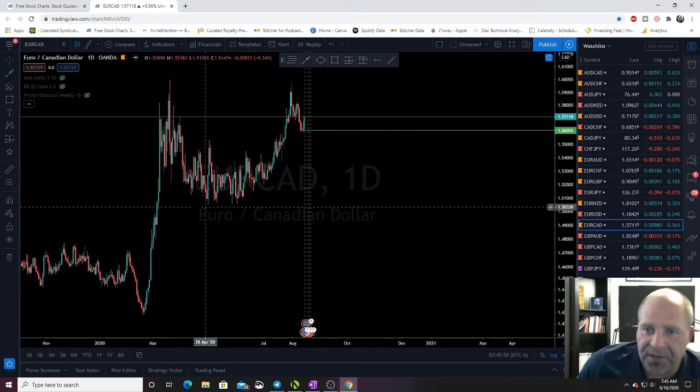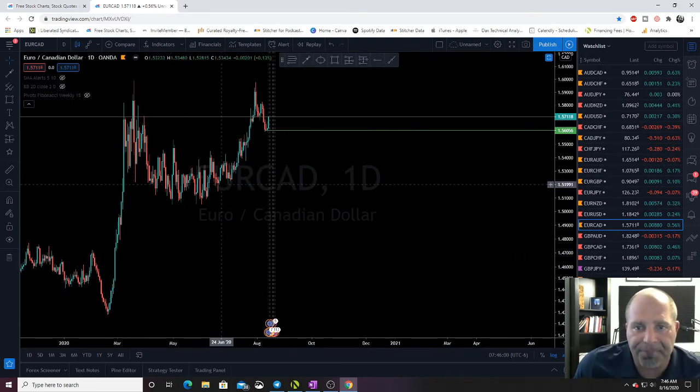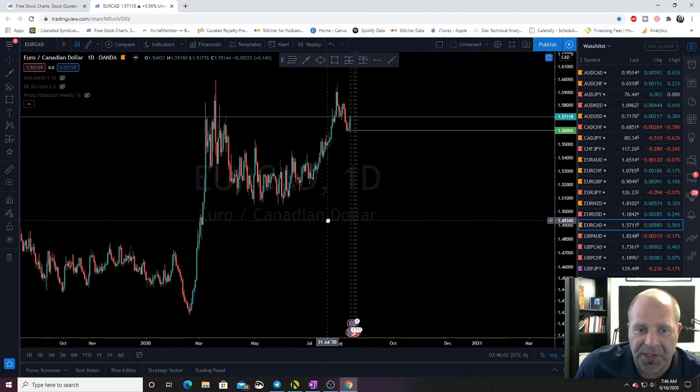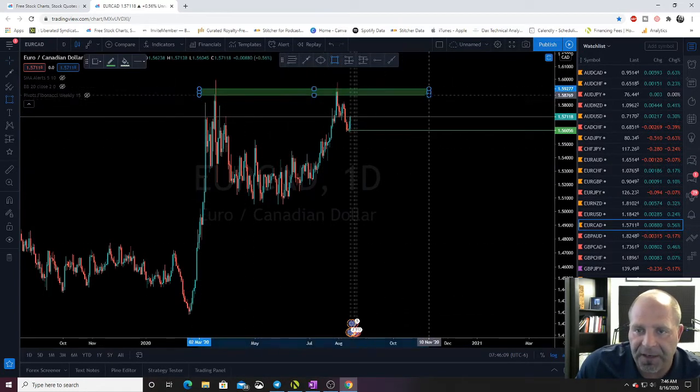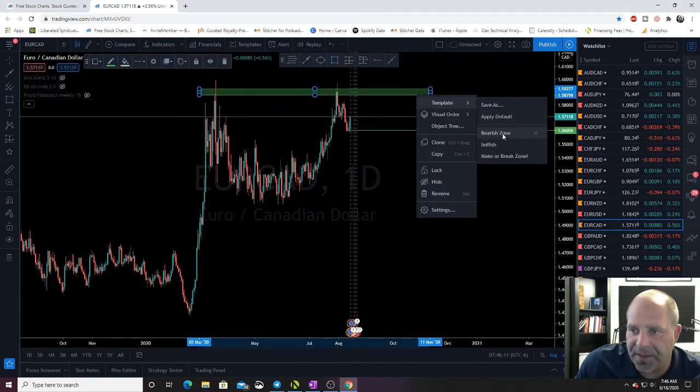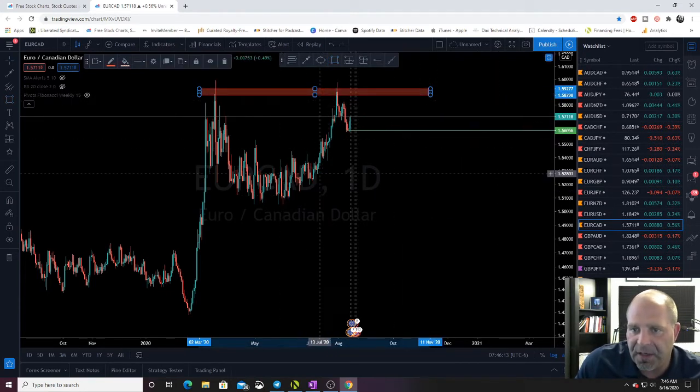Euro, Canadian dollar. All right. Well, the euro's been super strong. Look at this. Okay, now we've kind of topped out, at least for now. So that's going to be my bearish zone. We have an almost perfect pullback scenario.